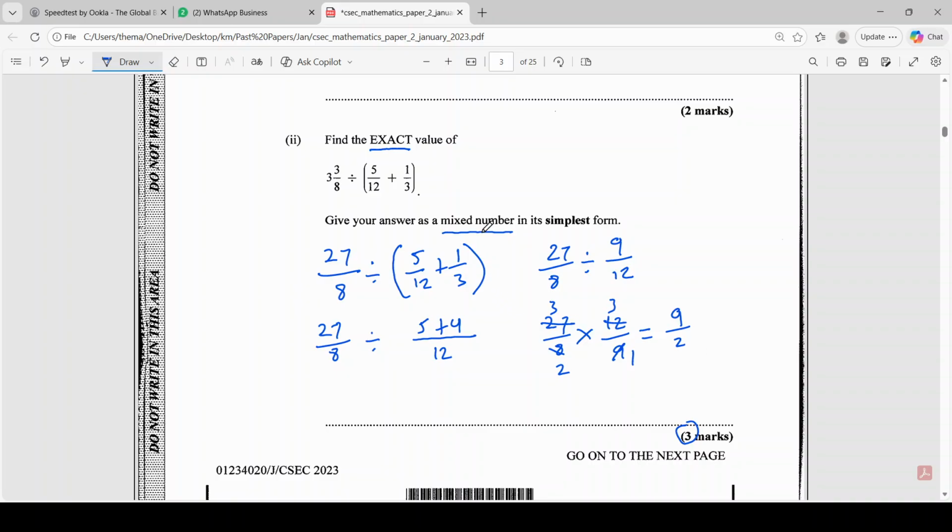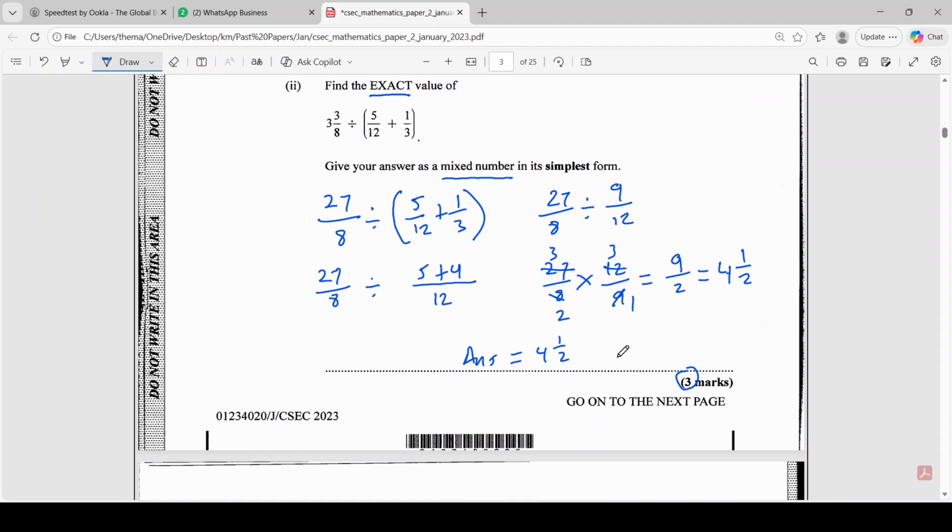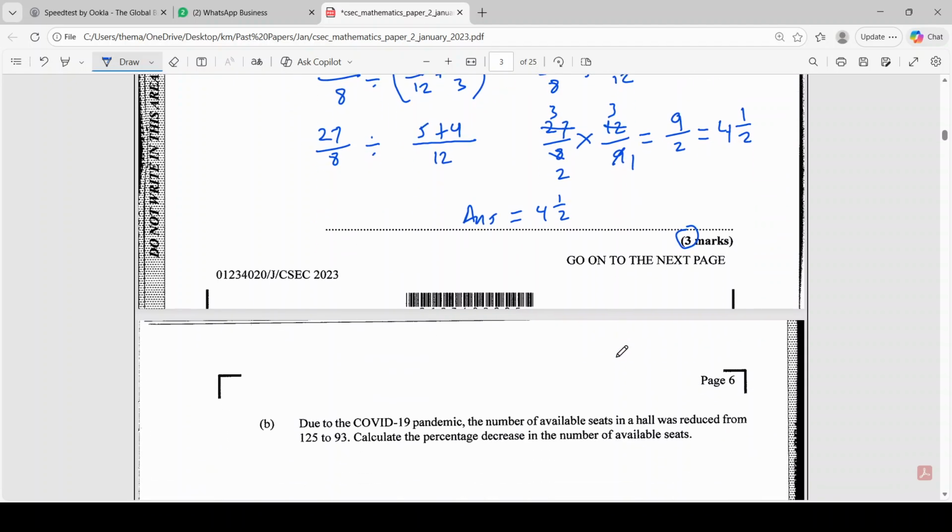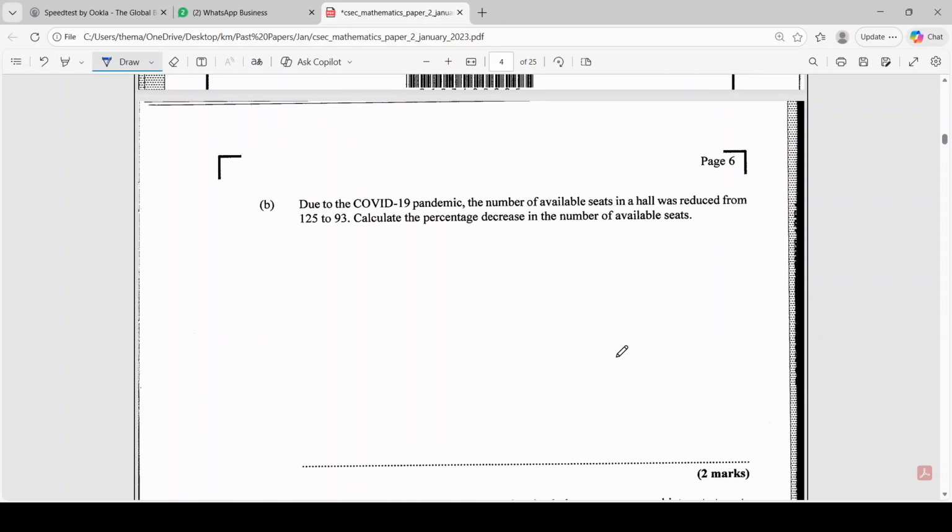Right, so they say mixed number, so then we need to change this to a mixed number, which is 4.5. Right, so our answer here will be 4.5. Right, let's see what's up next.